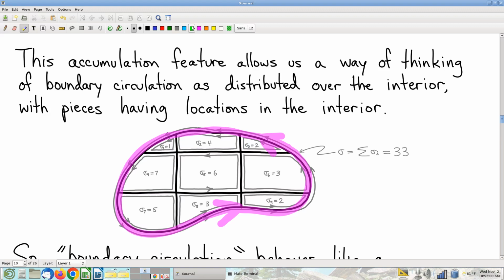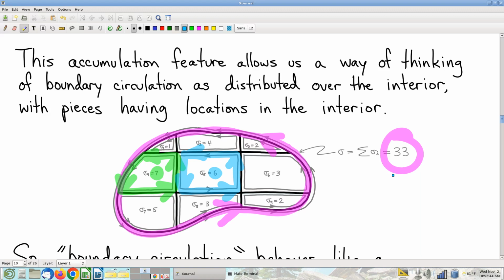Because that purple circulation, which, by the way, if you look at the way I have this set up, is 33. It is, though, this green circulation, which is 7, plus this blue circulation, which is 6, plus blah, blah, blah, right? So this purple thing is just what you get when you add up stuff that's actually in the interior, all these little pieces in the interior. The only reason I didn't make these pieces smaller is because then it would be even harder to read what it has on the inside, right?